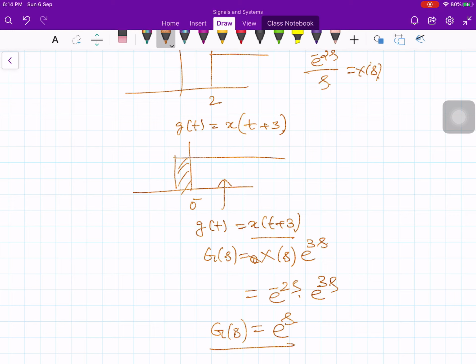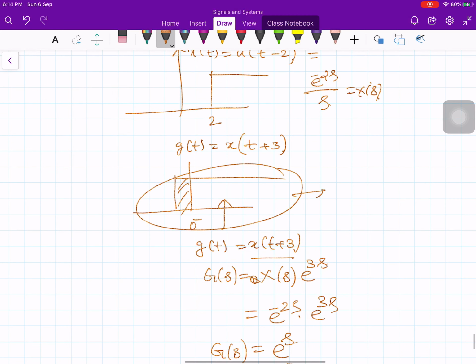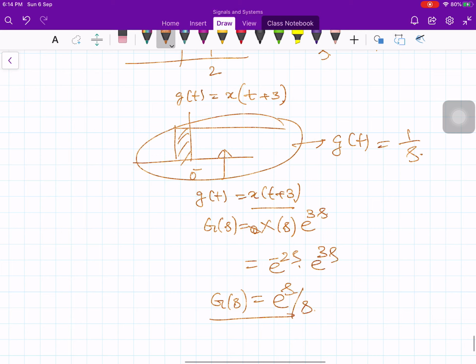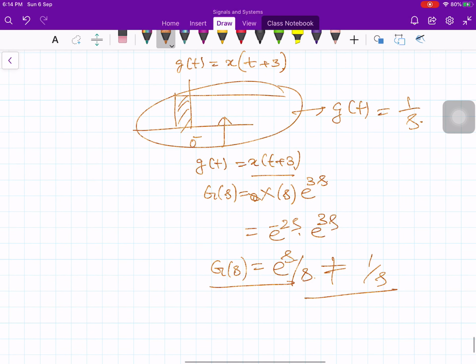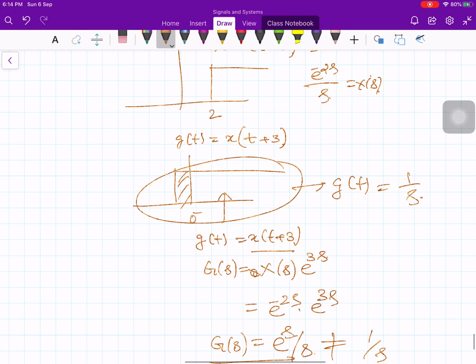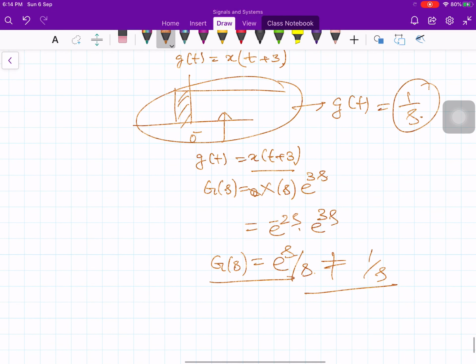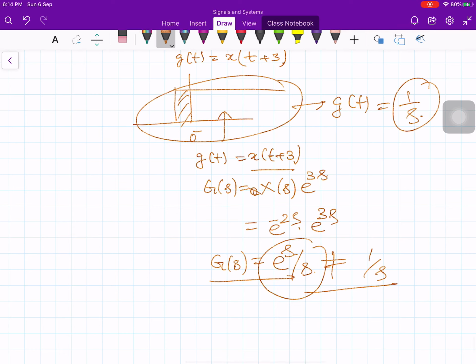Now from this function, what is your G of s? This is your g of t, right? If you take the Laplace transform of g of t, this is 1 over s. So this is not equal to e to the s by s. So there is some contradiction. From the figure you got 1 over s, through the properties you got e to the s by s. Both are not equal, so this is an incorrect expression as far as the Laplace transform is concerned.